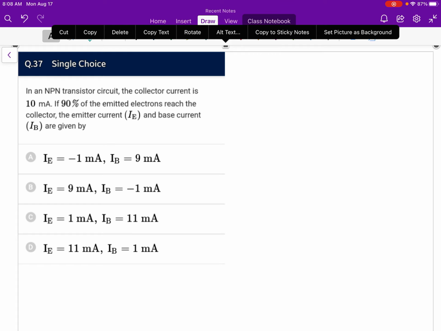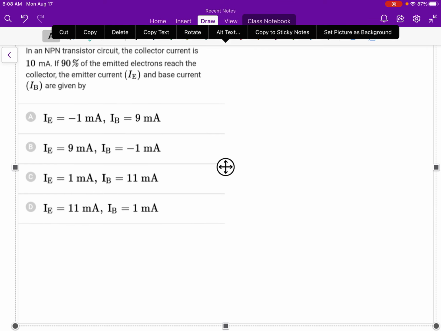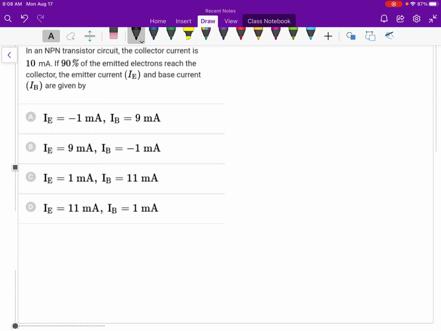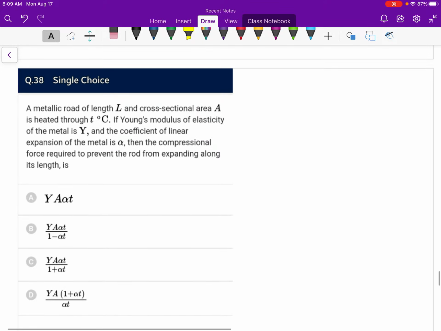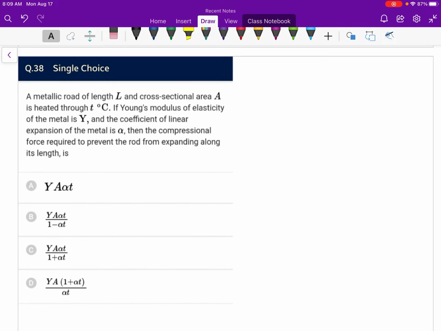In an NPN transistor, the collector current is 10 milliampere. 90% of the emitted electrons reach the collector. So IC upon IE is 0.9. So IE is IC upon 0.9, that is 10 upon 0.9. So this is approximately 11 milliampere. So 11 milliampere is the IE, and IB will be 1 milliampere.